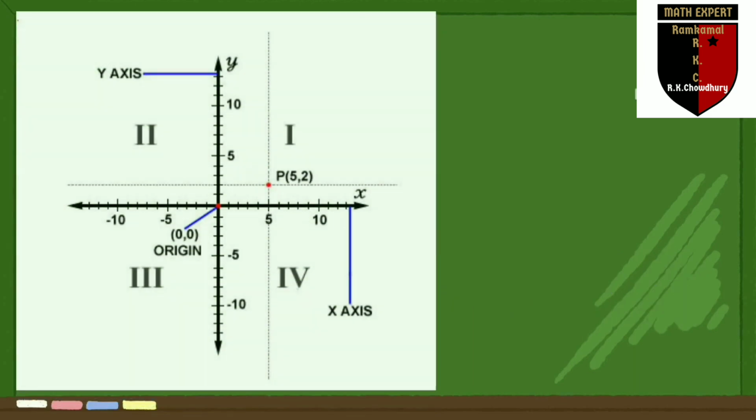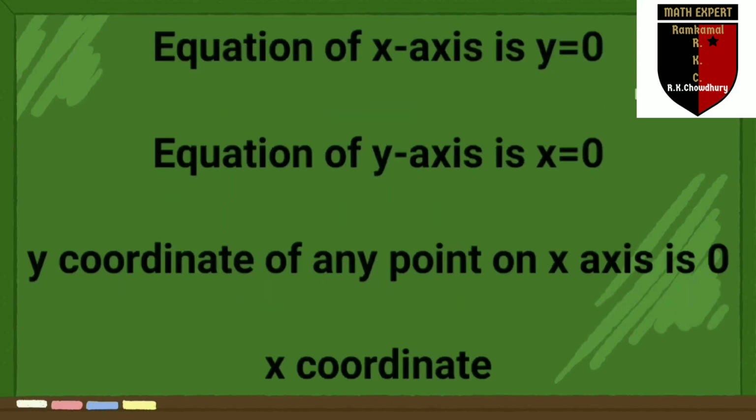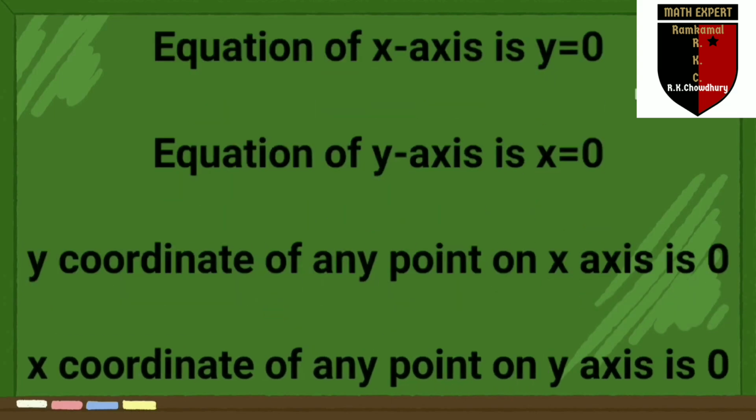Equation of x-axis is y is equal to 0. Equation of y-axis is x is equal to 0. Y coordinate of any point on x-axis is 0. X coordinate of any point on y-axis is 0.